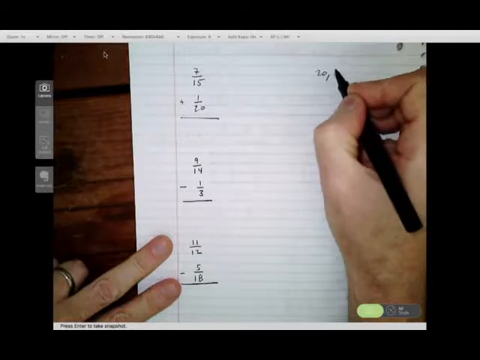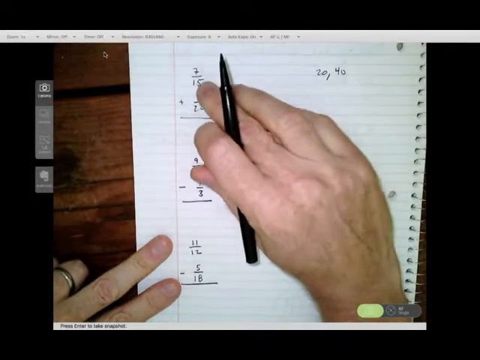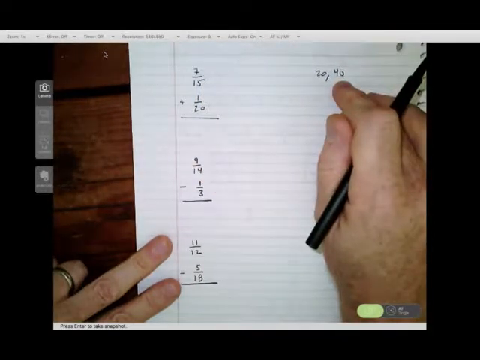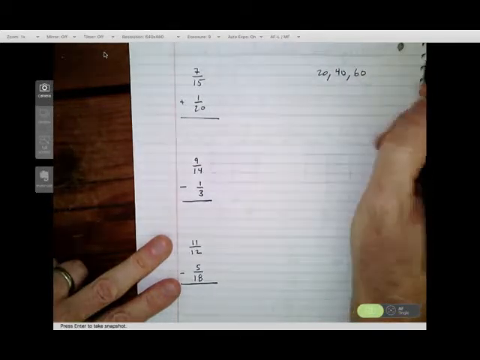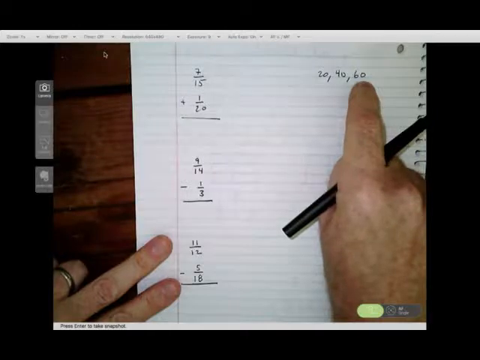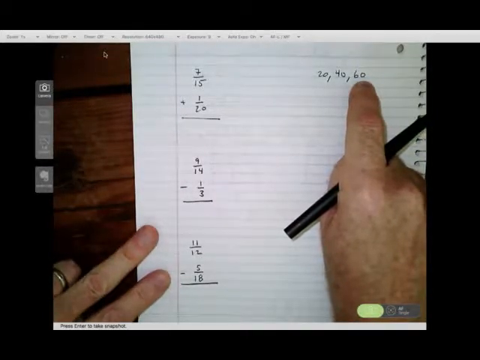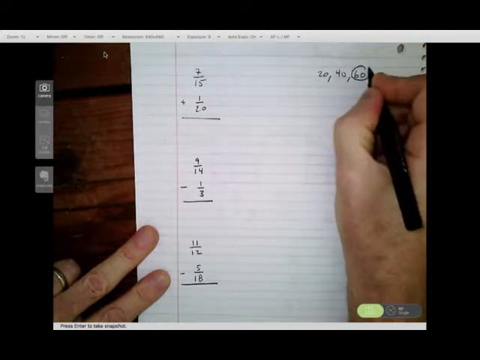So 20, 40. So now let's check 40. Does 15 divide evenly into 40? And the answer is no, so I have to keep going. Let's do 20 more. I get 60. Okay, does 15 divide into 60? And the answer is yes. So 15 divides into 60 four times. So this is what my common denominator is going to be.